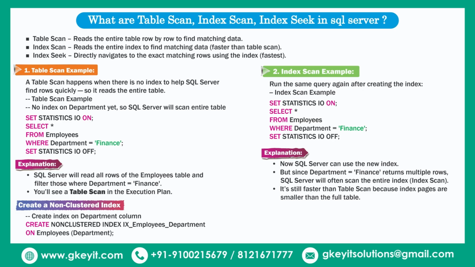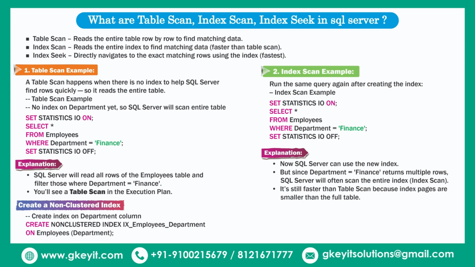Coming to the table scan example here, a table scan happens when there is no index for the SQL Server to find rows quickly, so it reads the entire table. If there is no index on department yet, SQL Server will scan the entire table. Here we are setting statistics IO on, select star from employees where department is equal to finance, set statistics IO off. We are setting the statistics to see the step-by-step process of what happens in the query.